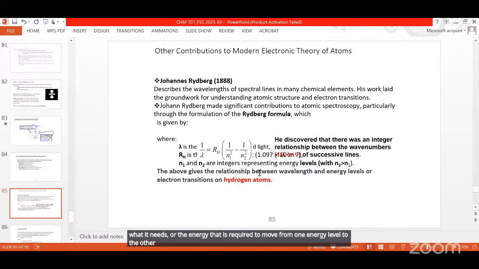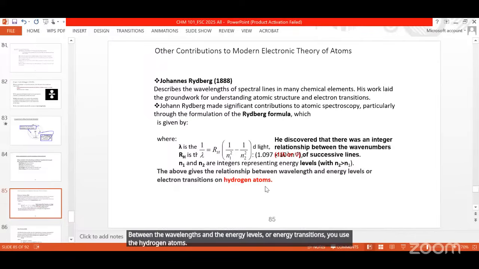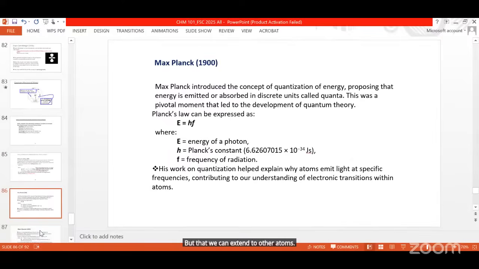So he gave a relationship between the wavelengths and the energy levels, or energy transitions. He used the hydrogen atoms, but that we can extend to other atoms. Now, Max Planck actually looked at quantization in helping to explain why atoms emit light at specific frequencies. So it contributed to understanding what we refer to as electronic transition within atoms. So that is what Max Planck is.